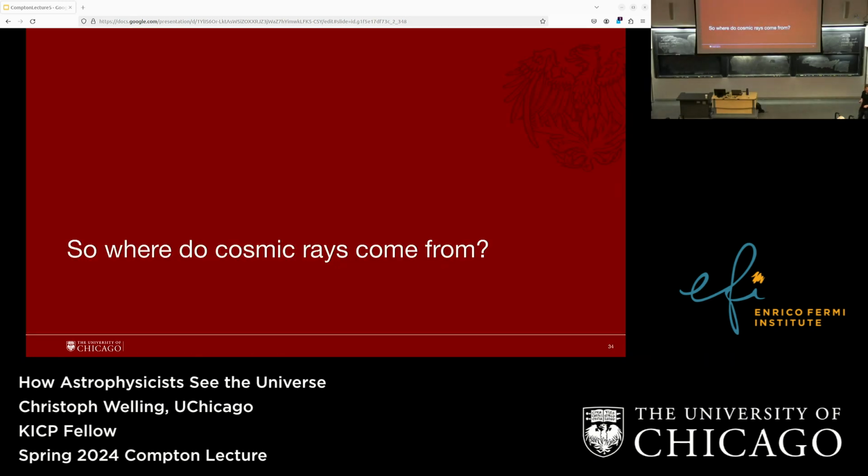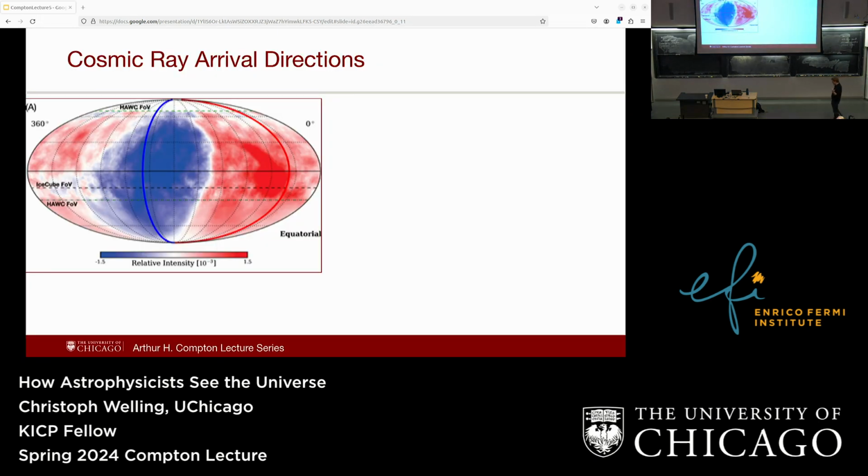Okay, so now we see this particle. The big question is, where do they actually come from? And what we can do is we take these particles and we just look at what direction they come from. And it looks like this, and it's not very spectacular. You can see that there's a little more particles coming from this direction than from that direction. But if you look at the relative intensity here, this is like a 1 in 1,000 difference.